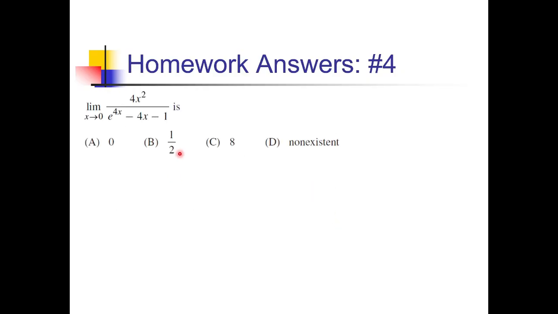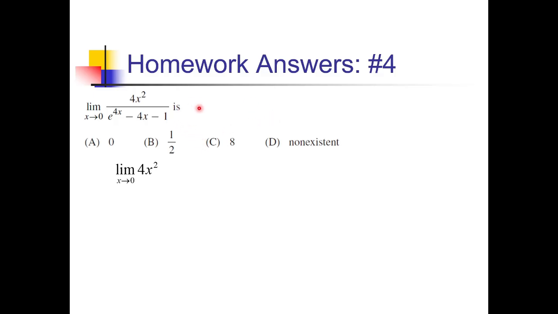For this problem, we're trying to find a limit as x approaches 0 of this quotient. Now, if I just plug 0 into the numerator, that's going to be 0. And I'm kind of wondering about the denominator as well. So let me do those limits separately. And if I have to use L'Hopital's rule, I will.